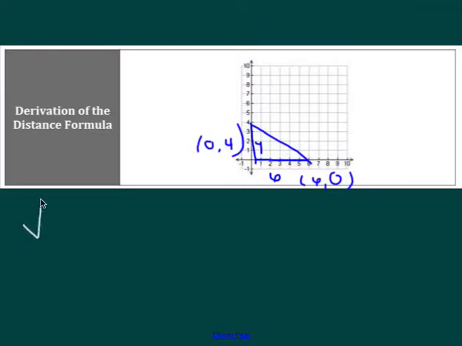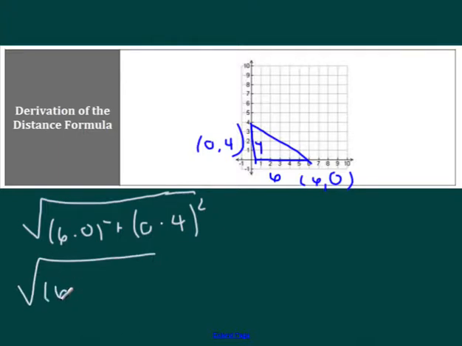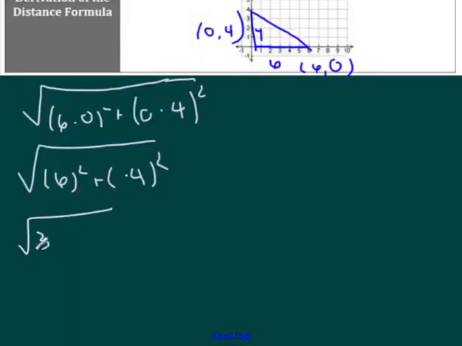So I'm going to do the square root of x2 minus x1 plus y2 minus y1. And then I end up getting the square root of 6 squared plus a negative 4 squared. And then I get the square root of 36 plus 16, which is the square root of 52. Now I'm going to be a bad teacher and leave that radical unsimplified because I really want to see the comparison.